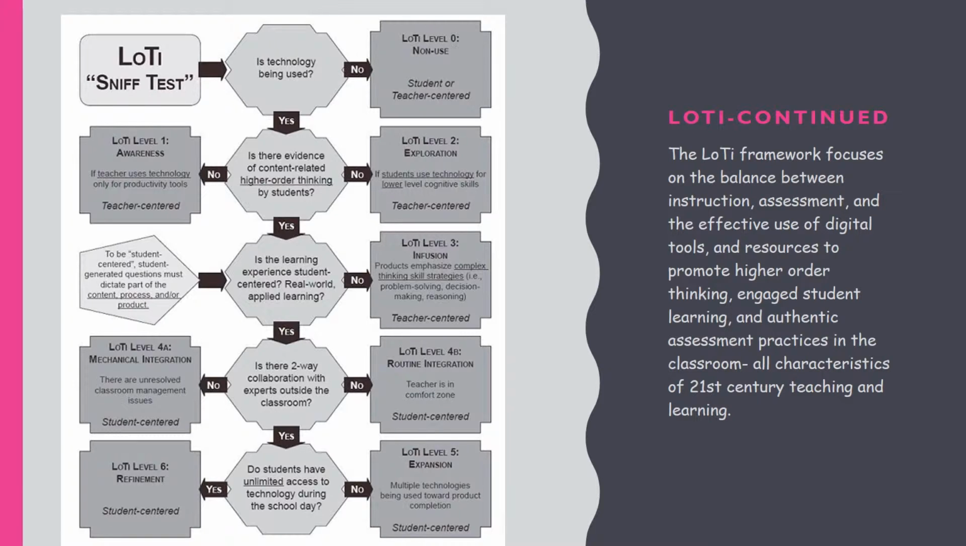First question is, is technology being used? If you say yes, you go down. Is there evidence of content related higher order thinking by students? You have 2 options to go with. You can go 2 ways with the word no, or you can go down by choosing yes, and so on and so forth. This is just a very interesting and very helpful algorithm that really explains and helps you to decide which LoTi level we're at.